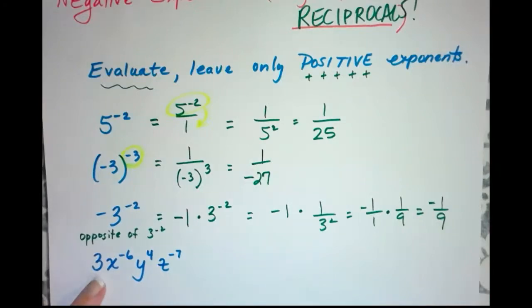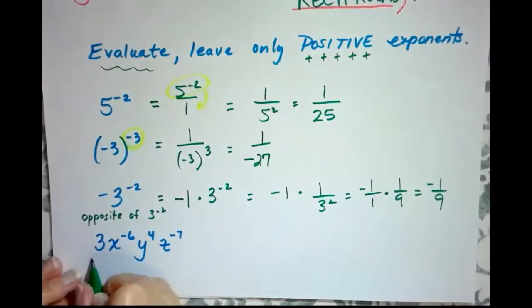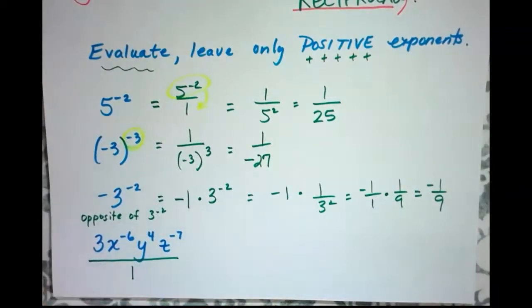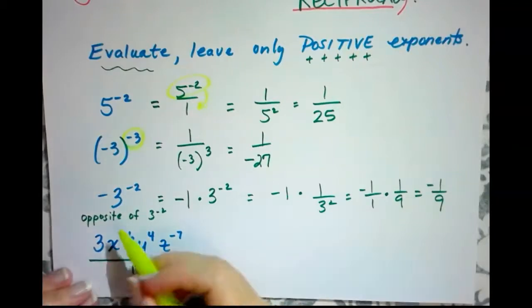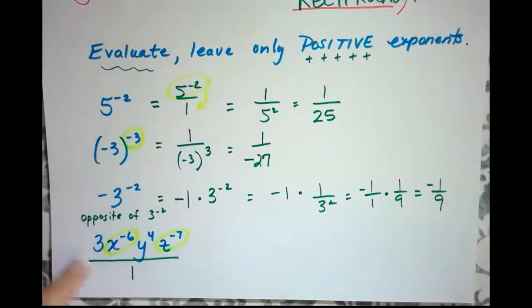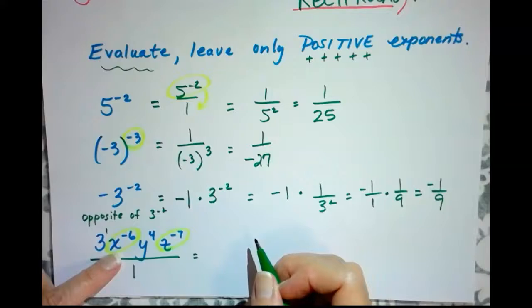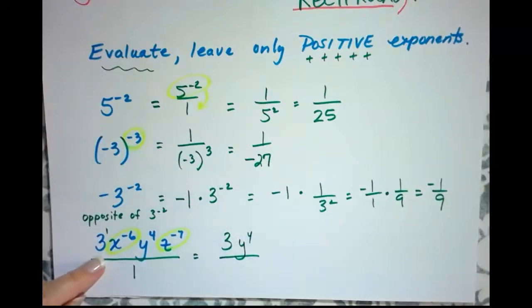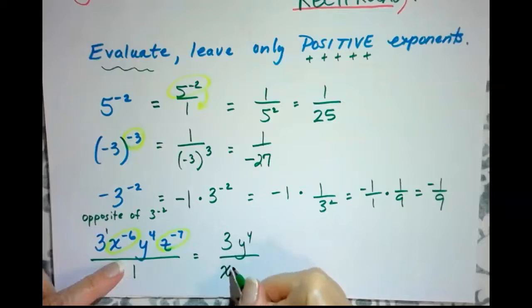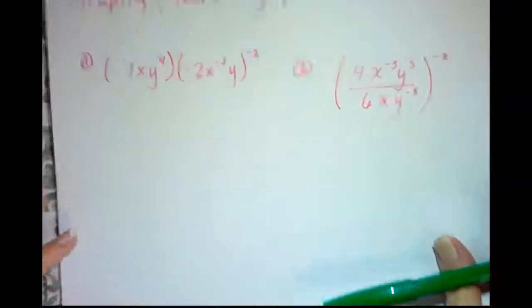Next, 3x to the negative 6th, y to the 4th, z to the negative 7th. I'm going to put all of this over 1, and I will remind you of this in class. I like to go through and circle each base that has a negative exponent. Remember, 3 has a positive 1 for its exponent. That negative 6 is only affecting the x. So if it has a positive exponent, it stays. If it has a negative exponent, it reciprocates, and then that exponent becomes positive. So evaluate, leaving only positive exponents. We did that. A couple more.